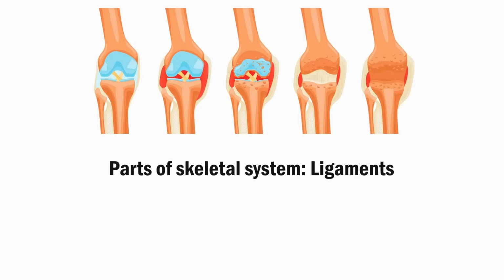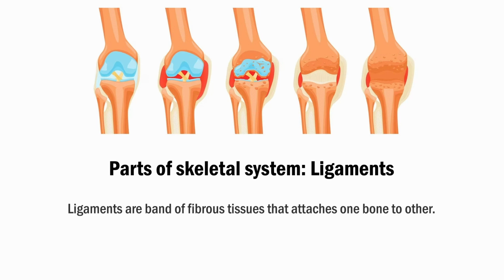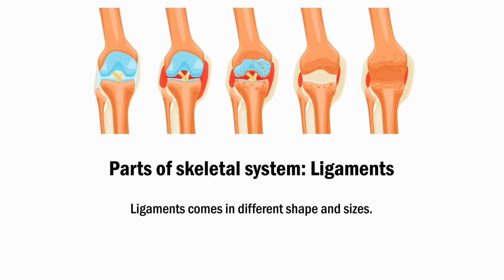Ligaments are an essential part of the skeletal system. Ligaments are bands of fibrous tissue that attach one bone to another. Ligaments come in different shapes and sizes. They can be thin like a wire or string, and others can be wider.